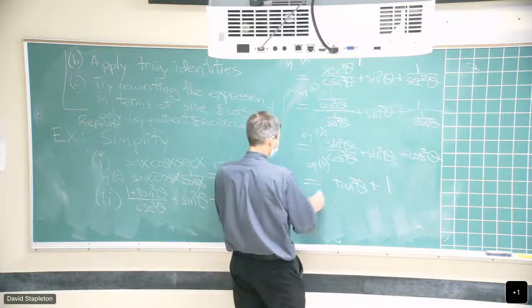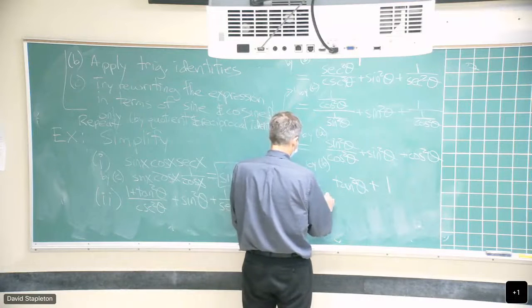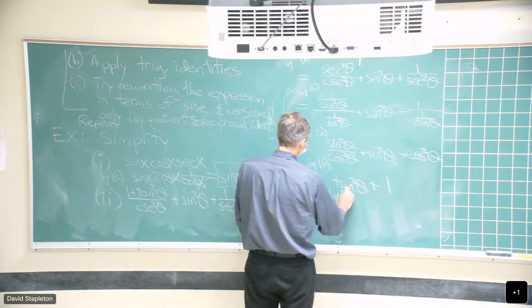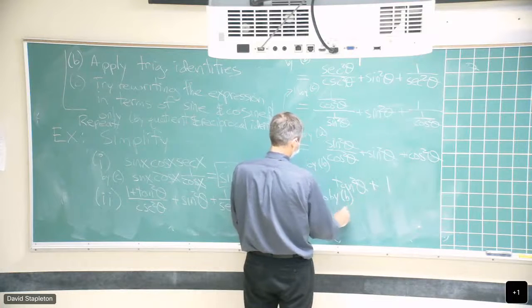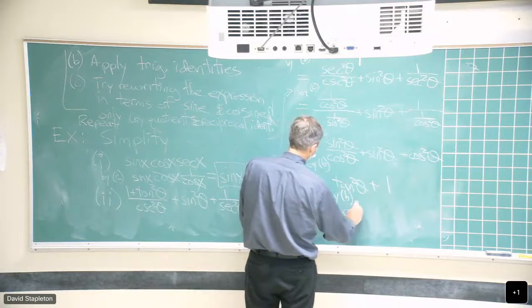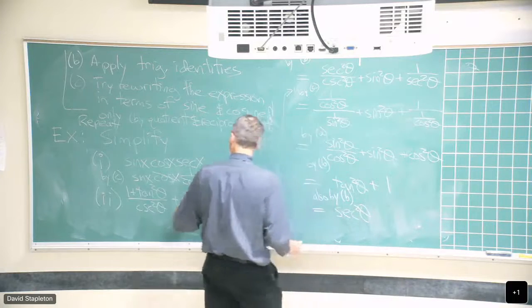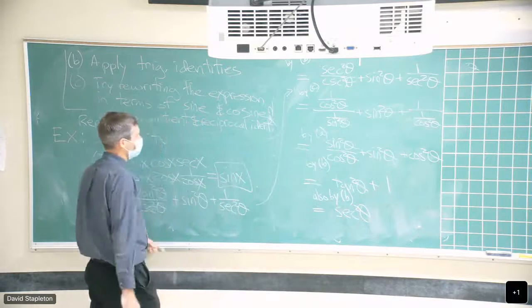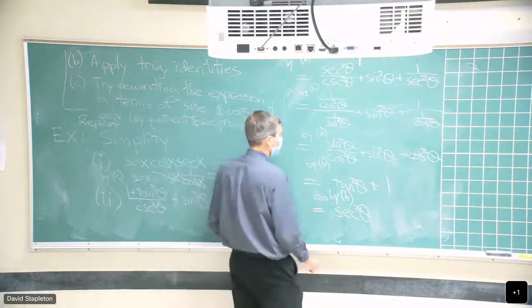And now also by B, once I've done that, I can do a second time: tangent squared plus 1 is secant squared. I know exactly how to graph this. This was some horrifying mess, but actually it's just a graph of secant squared.